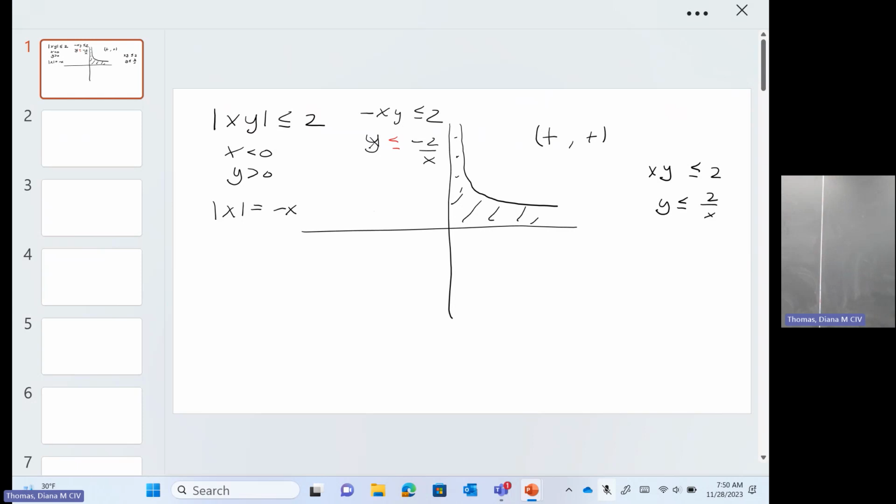So you're going to get here that your y's are less or equal to negative 2 over x, and your plot looks like this. I was bringing back good memories, right, with hyperbolas. So there you go. So it's going to be this area under here. The y's are smaller than this hyperbola. That's why you get what you get.